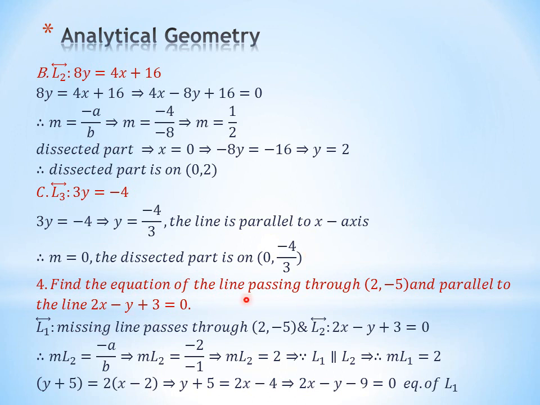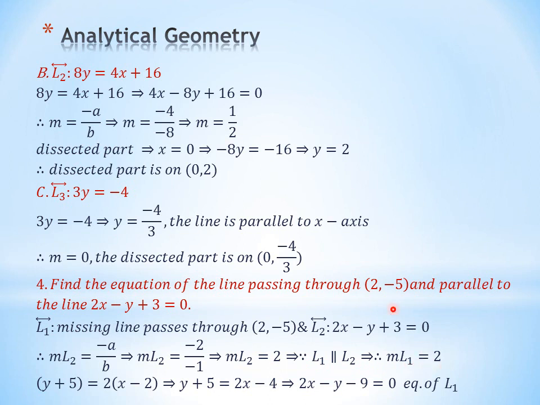Number 4, find the equation of the line passing through (2, -5) and parallel to the line 2x minus y plus 3 equals 0. Thus we have a point and we have the slope of the parallel line. So L1 is the missing line, passes through the point (2, -5). L2 is parallel, so I will find the slope of L2. -a/b, the slope of L2 is 2. And since they are parallel, the slope of L1 is 2 also.